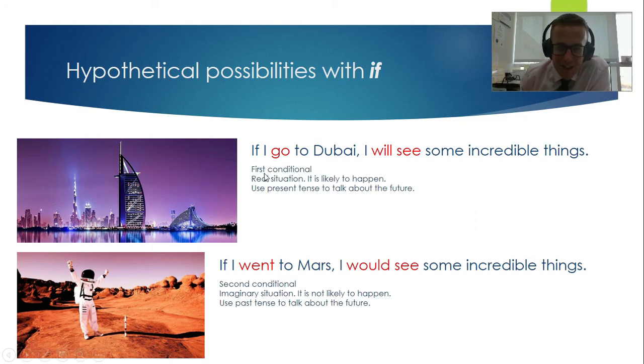We call this first conditional. It's real and it's likely to happen. But notice we use the present, if I go, to talk about the future. The second one is called the second conditional. It's imaginary.